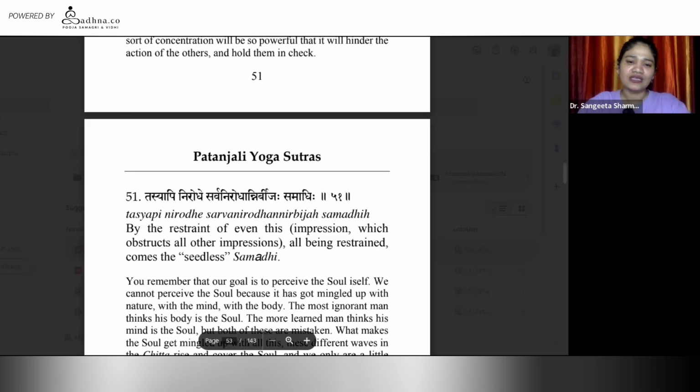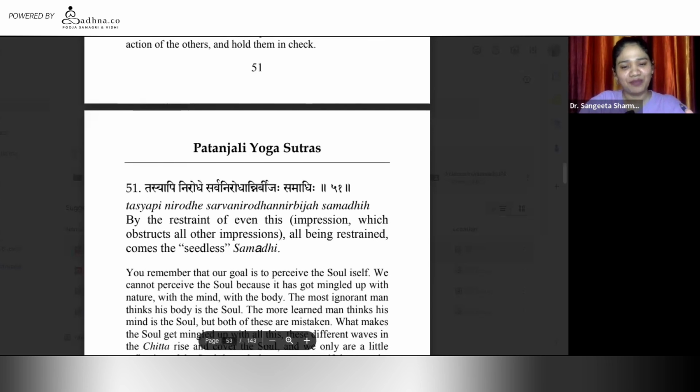So in the 51st Sutra, you see that tasyapi nirodhe: if the Ritambara Pragya, the truth, is also restrained, if everything is restrained, if everything dissolves, then there will be Nirbija Samadhi, Asampragyata Samadhi, because there will be no seed for our mind to sit on and start the chitta's modifications again and again, because of loopholes. That is all about the first pada.